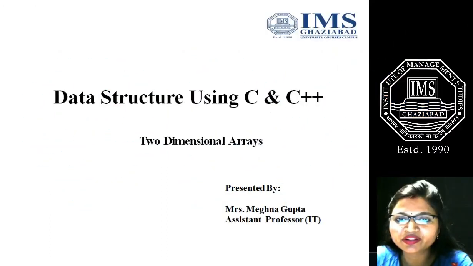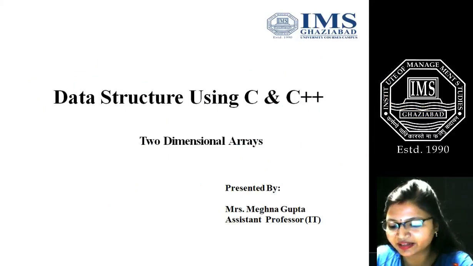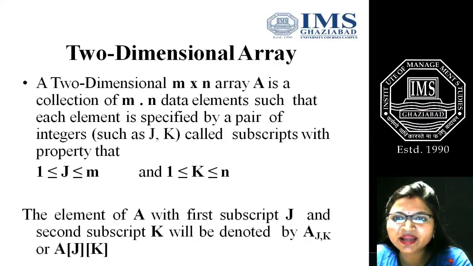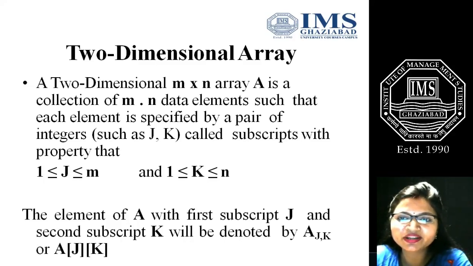In this lecture, we will discuss two-dimensional arrays. A two-dimensional m cross n array A is a collection of m dot n data elements such that each element is specified by a pair of integers such as j and k, called subscripts, with the property that j is greater than or equal to 1 and less than or equal to m, and k is greater than or equal to 1 and less than or equal to n.